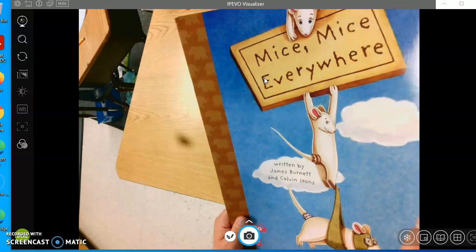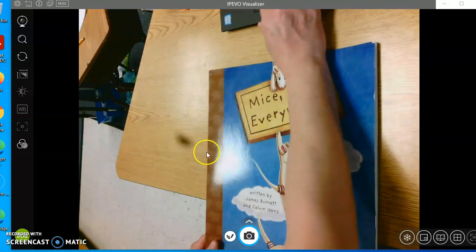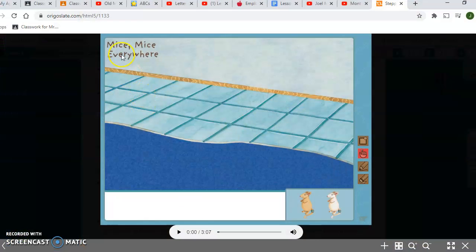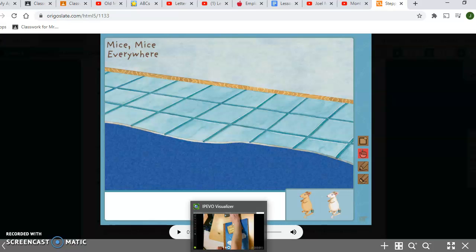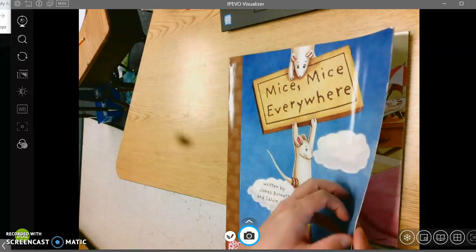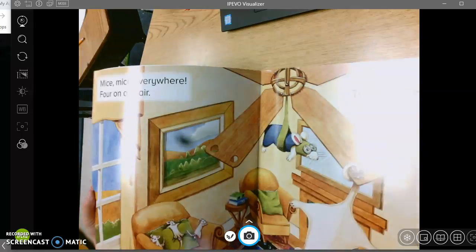Now we are going to do some activities with this book, and we have this activity pad here on our Orgo, and it says Mice, Mice Everywhere, same name as the title, and we're going to work with some of the mice here and put them there, okay? And we're going to duplicate and copy some of the scenes from the story, okay? So you're going to help me. We're going to do some addition. So let's go ahead and do, the first one let's do is this one right here.